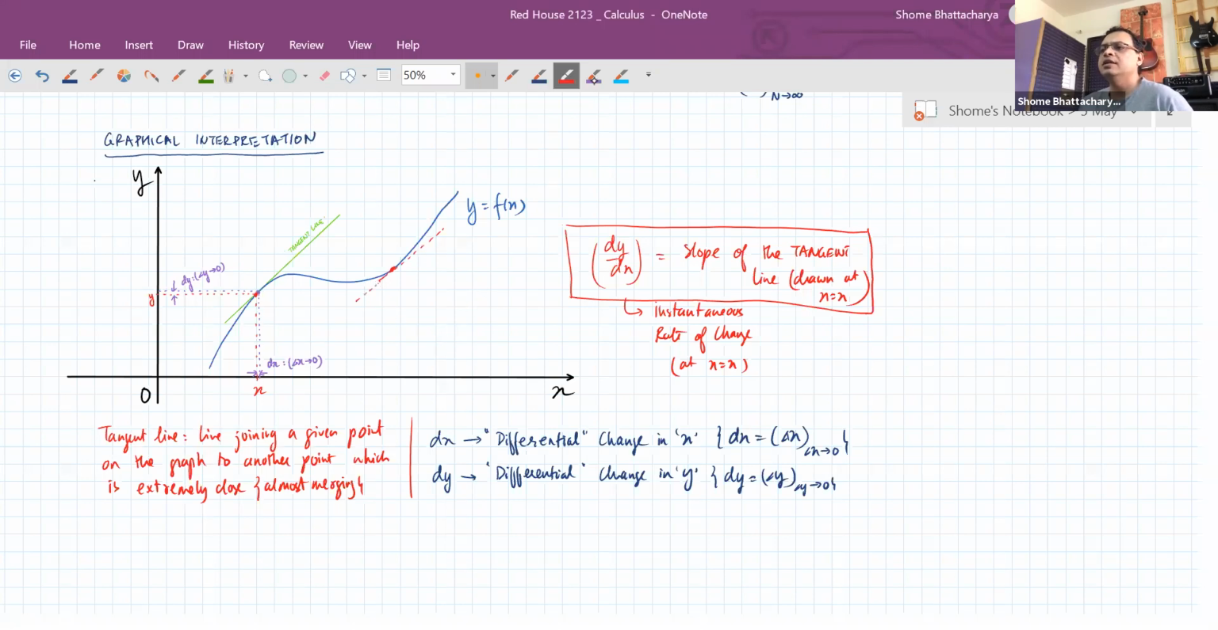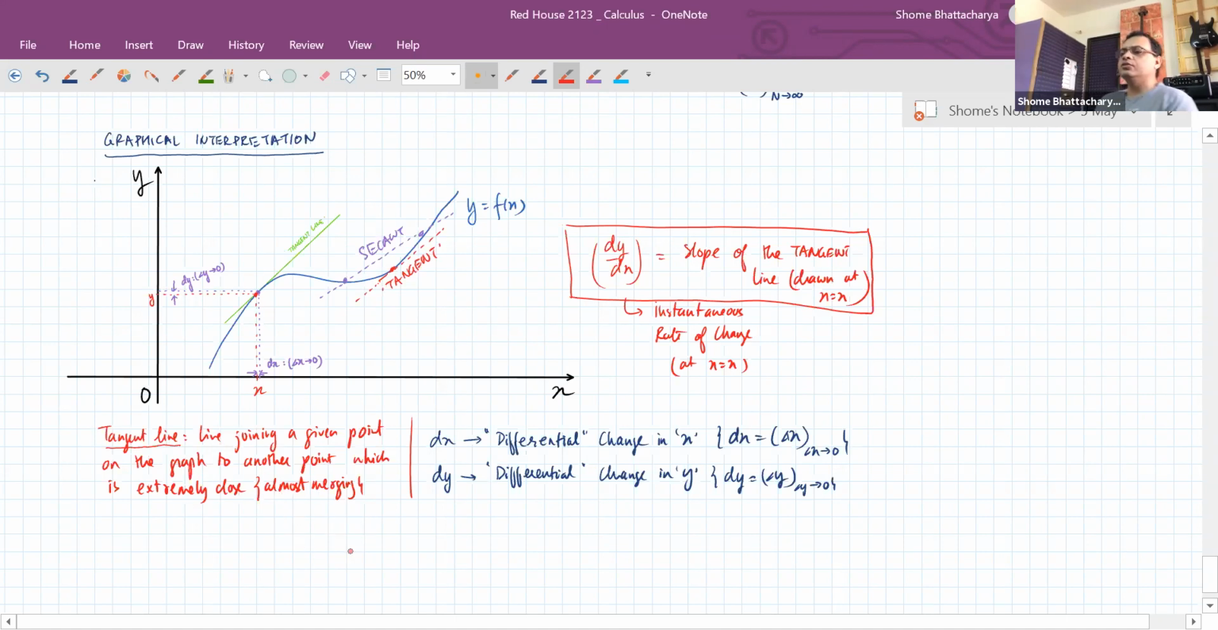Whereas if I want to draw the secant line, then I have to define 2 separate points, like this point over here and this point over here, and join those 2 separate points with a straight line. Any line drawn between 2 distinct points is a secant line. And any line drawn in such a way that it is joining 2 points which are so close that they are merged together, that is a tangent line. So they are the 2 different types of lines that we can define. This is the general definition of the tangent line. It is a line joining a given point on the graph with another point which is almost merging with the first point.